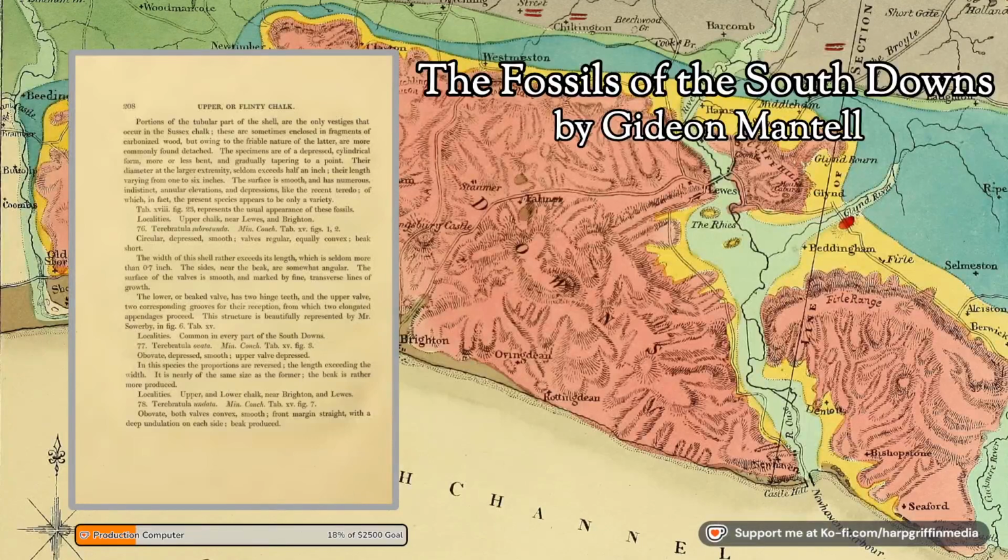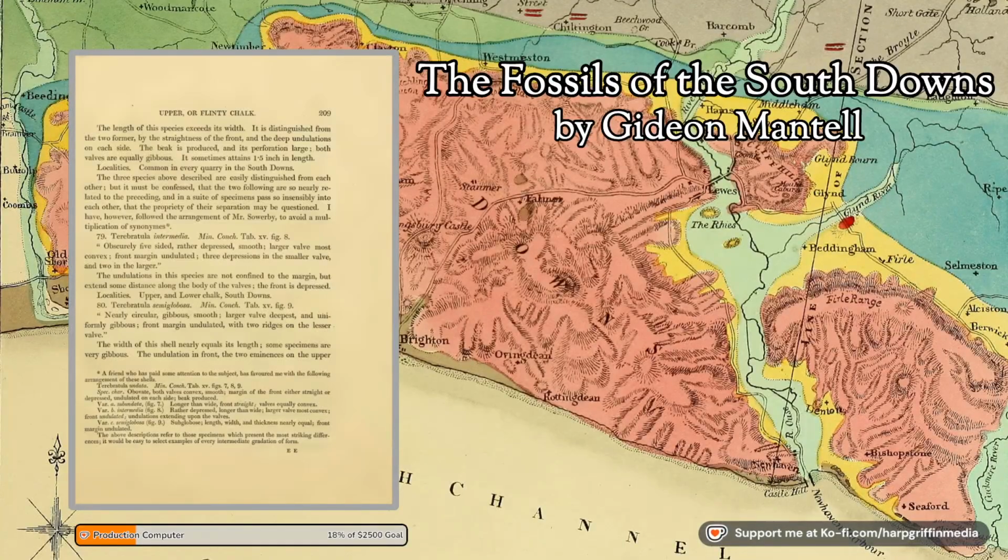78. Terebratula undata, Mineral Conchology, tablet 15, figure 7. Obovate, both valves convex, smooth, front margin straight, with a deep undulation on each side, beak produced. The length of this species exceeds its width. It is distinguished from the 2 former by the straightness of the front and the deep undulations on each side. The beak is produced and its perforation large. Both valves are equally gibbous. It sometimes attains 1.5 inch in length. Localities: common in every quarry in the South Downs.